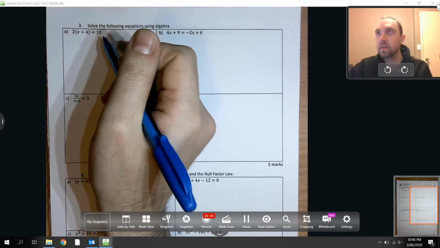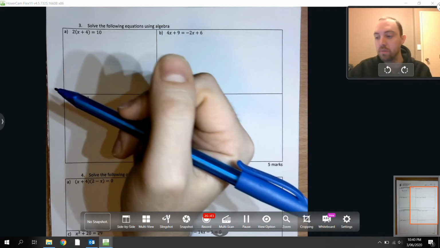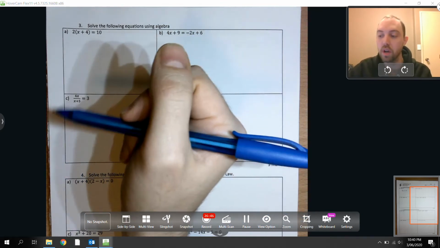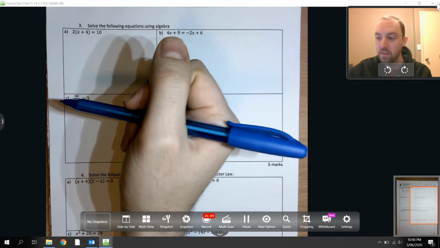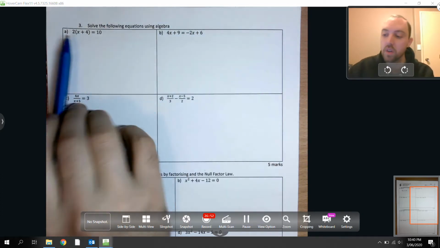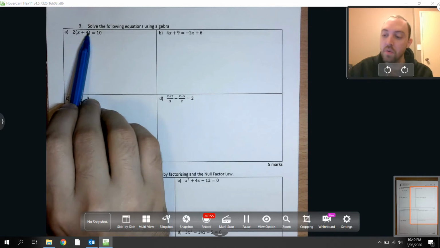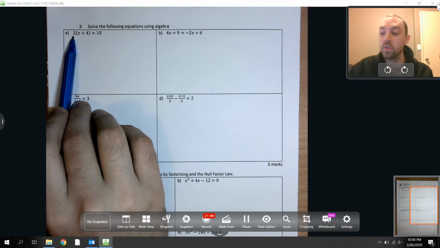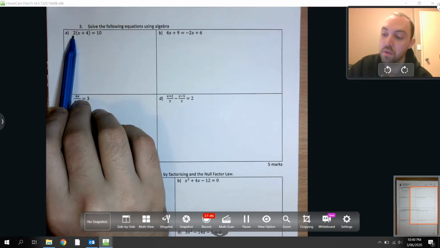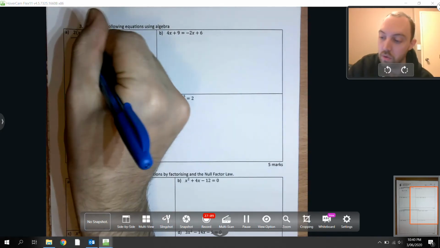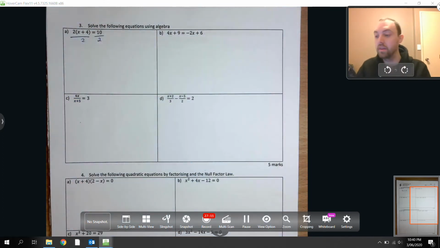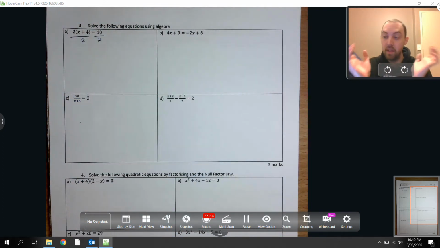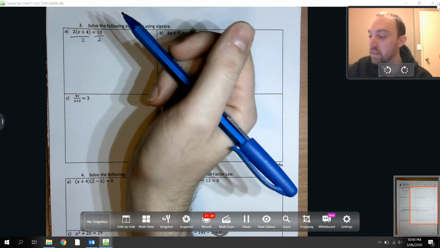So with your algebra, you're following your BIMDAS rules, but you want to undo what comes last, generally speaking. With your BIMDAS, you have to solve what's inside the brackets first, then multiply by 2. So to undo it in the proper order, we have to undo the multiplying by 2, which means we divide both sides by 2. Whatever you do to one side, you do to the other. Otherwise, both sides aren't balanced, and then you've got an issue. You've got to balance both sides.